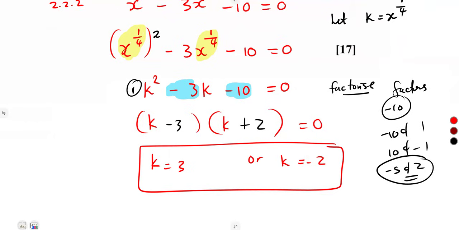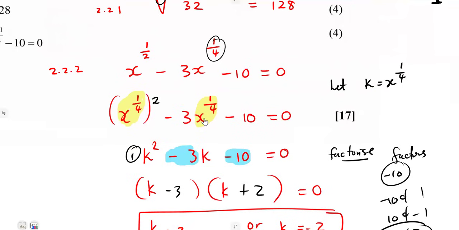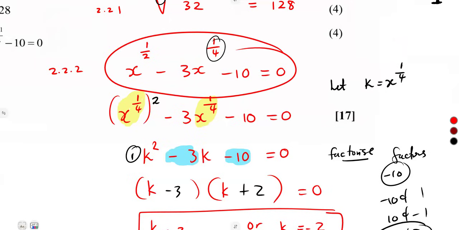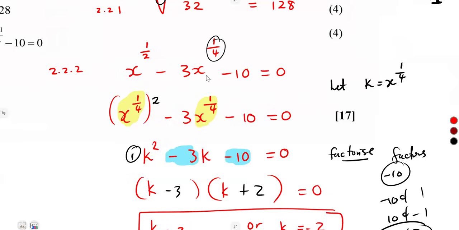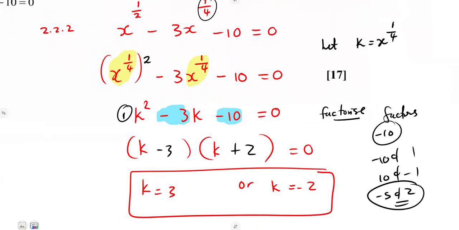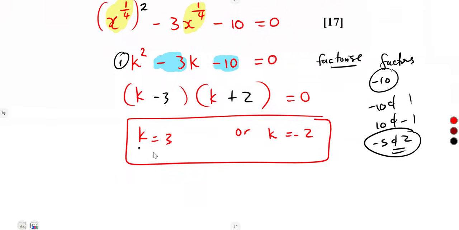But our question is not about solving for k. K was not part of our equation. It is something that we introduced. Our original equation is in terms of x. So we must solve for x. So we bring back that part where we introduced our k. We said k is x to the exponent of 1 over 4. So it means in place of k, I'm going to put that x to the exponent of 1 over 4 is equal to 3, or x to the exponent of 1 over 4 is equal to minus 2.